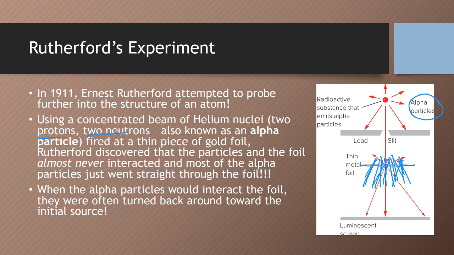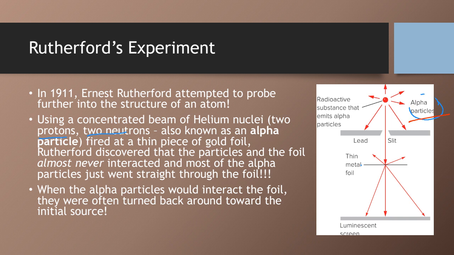When they would actually interact and hit the foil, rather than just go straight through it, they would tend to bounce around and turn right back around and come back towards where the beam was coming from. Now, of course, it's not perfect, so they go really in all directions. But that alpha particle would get turned around, only every once in a while. Most of the time, it would just go straight through that foil and keep going in whatever direction it was going when it hit the foil.